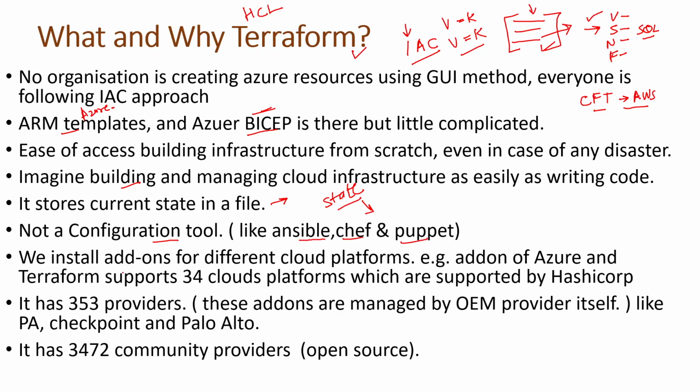It has some providers or modules, or you can say add-ons, which we have to install on Terraform. It supports 34 cloud platforms including GCP, Azure, and AWS, all supported by HashiCorp. HashiCorp is maintaining that repository or code. Apart from the cloud, it has another 353 providers as well, including Palo Alto, Checkpoint, and Cisco. And apart from that, it has some community provider modules as well, which are open source. Anyone can contribute to these open source modules. Earlier, if you see, the coding part was getting done by the DevOps team.